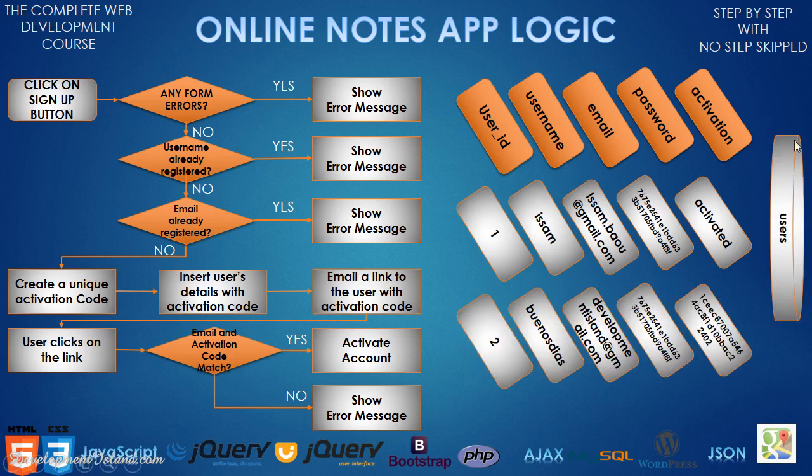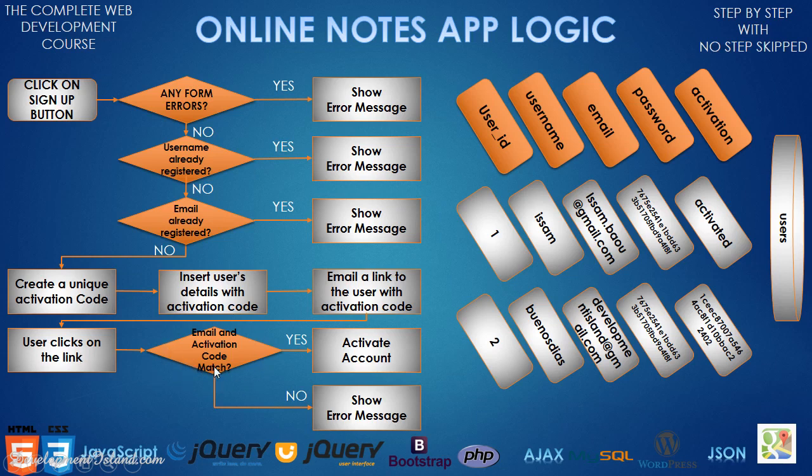So now in our users table, we're going to have a new row with all the inputs that the user has provided and the activation code that we have created on our side. Now, we're going to send that activation code to the user. So we're going to place the activation code inside a link. So when the user clicks on that link, they will be directed to a PHP file.